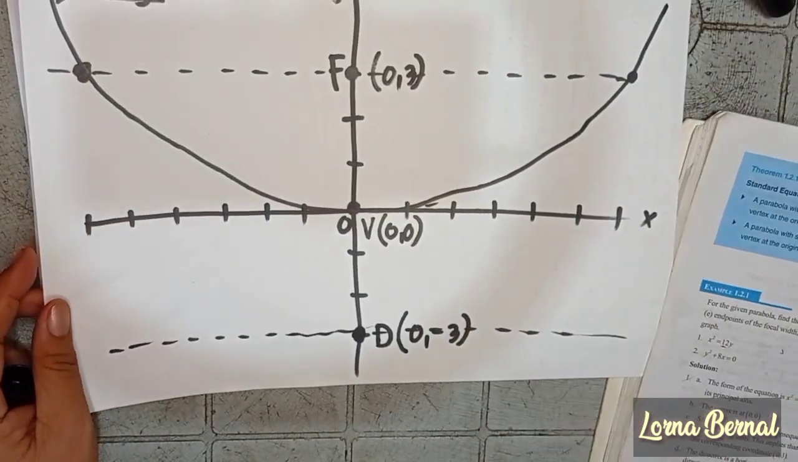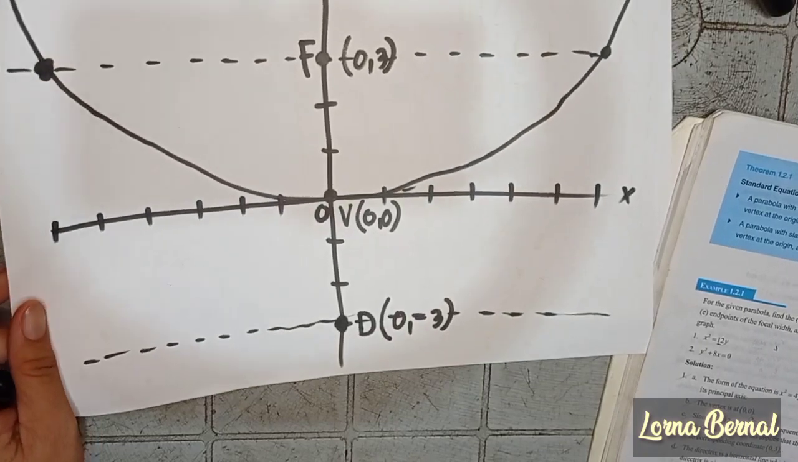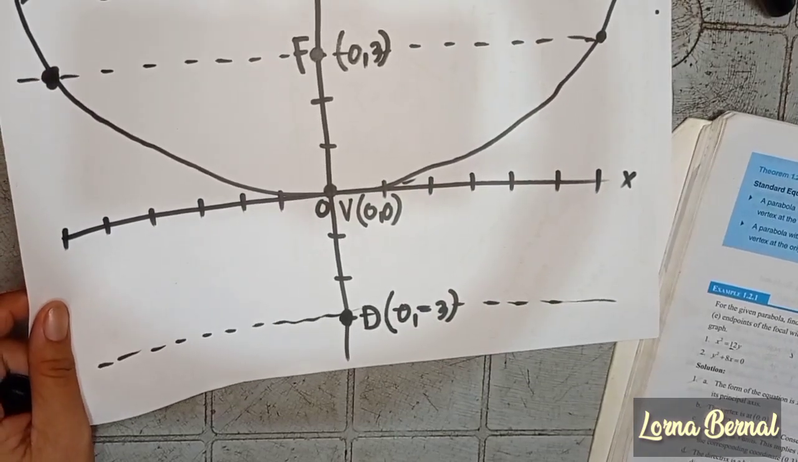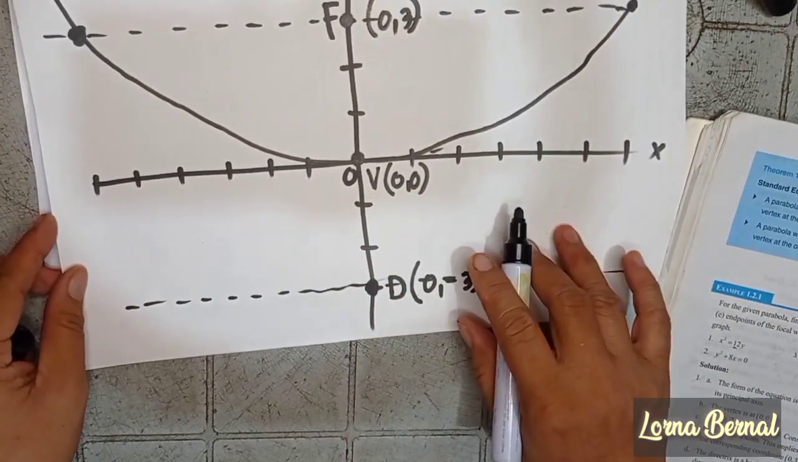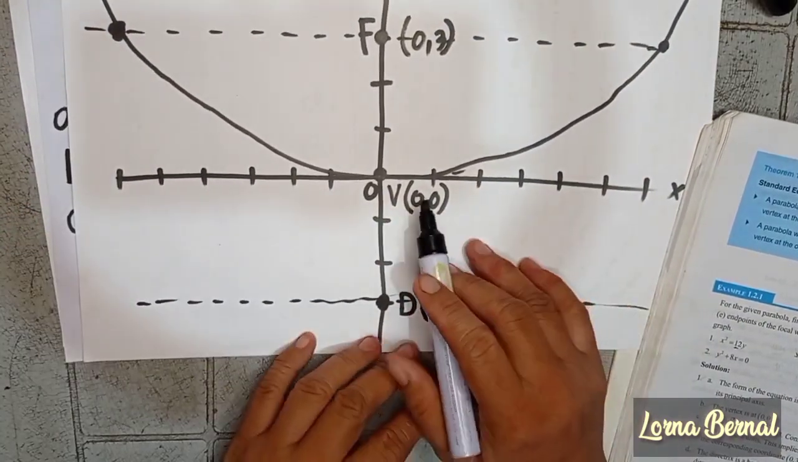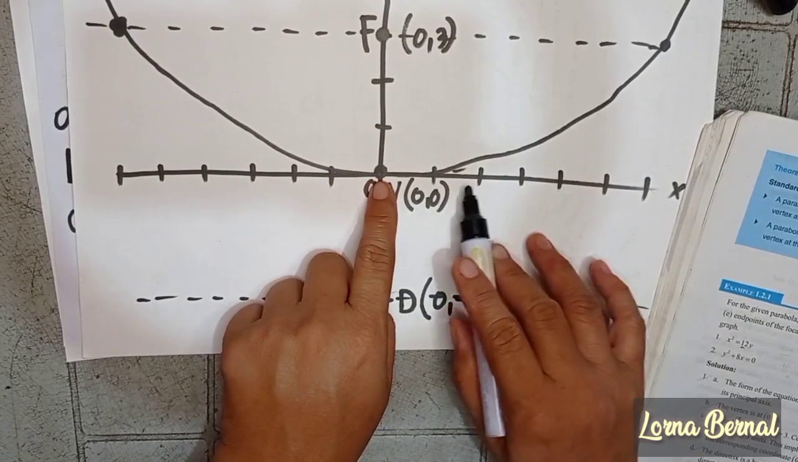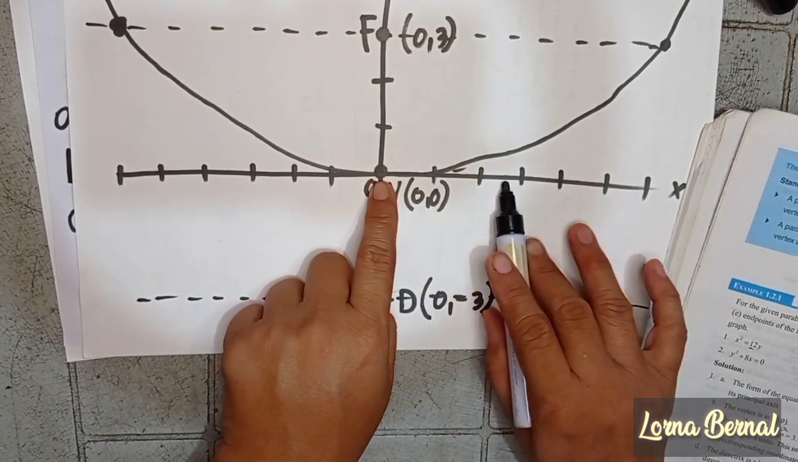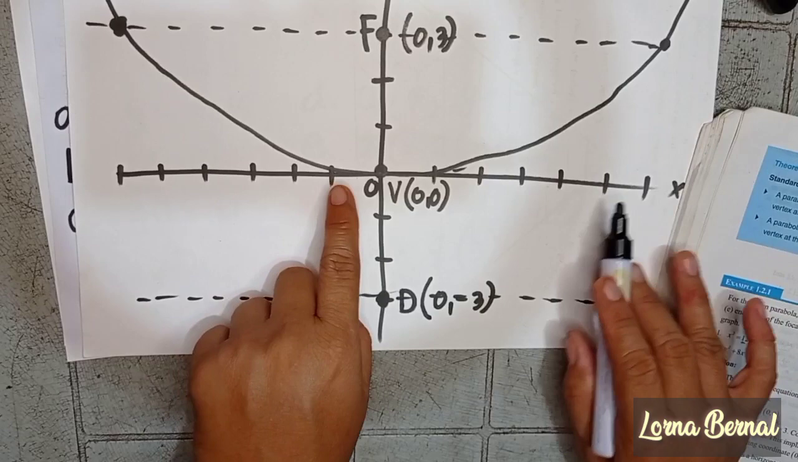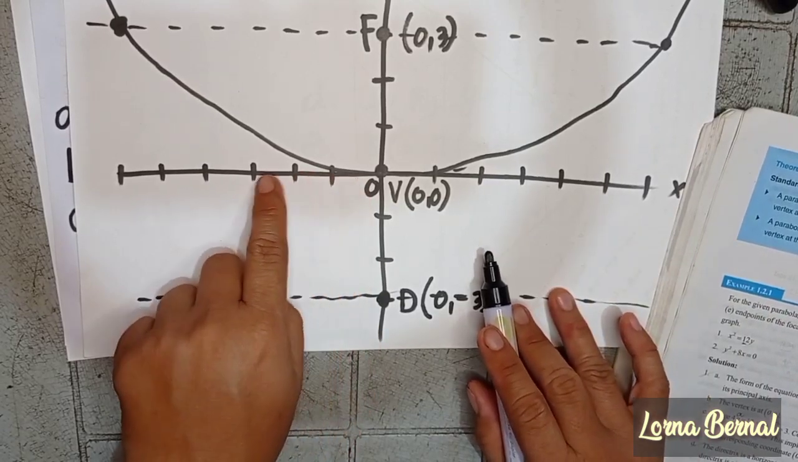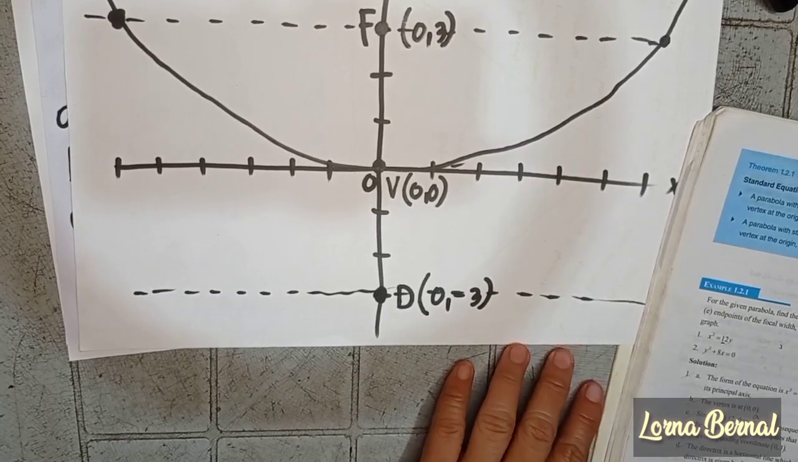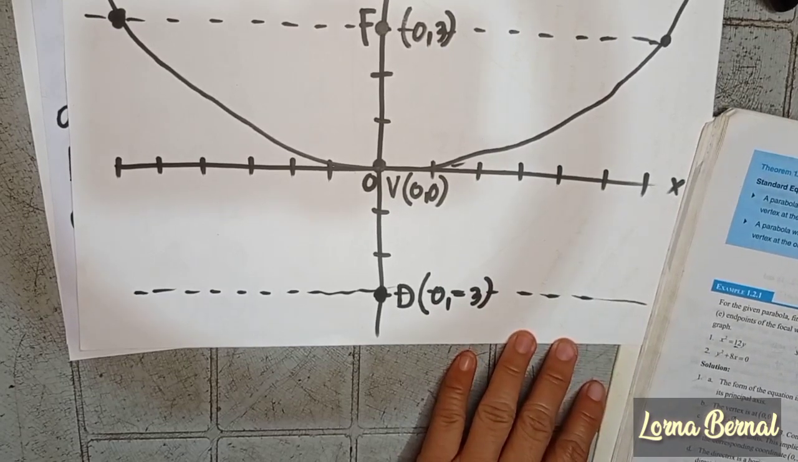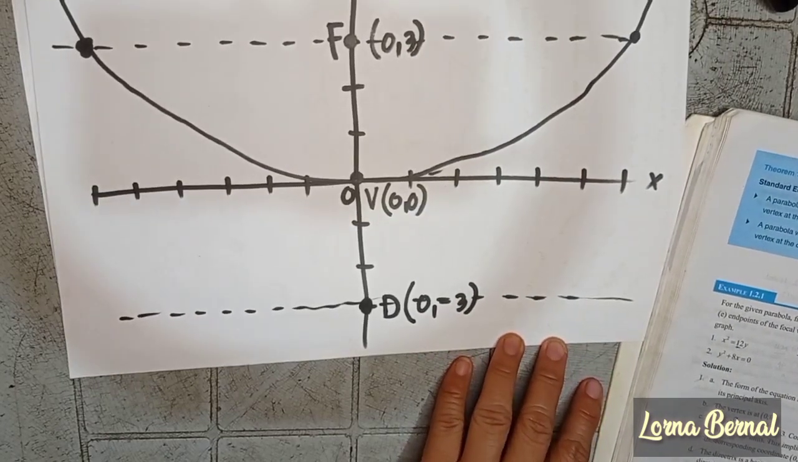Then afterwards, we know now that the length of the focal width is equal to 12. So we will be counting now the distance. Here is 6 units, so 1, 2, 3, 4, 5, 6, and on the other side we have also 6 units, 1, 2, 3, 4, 5, 6. That makes it 12. Okay, so that will be our first example.